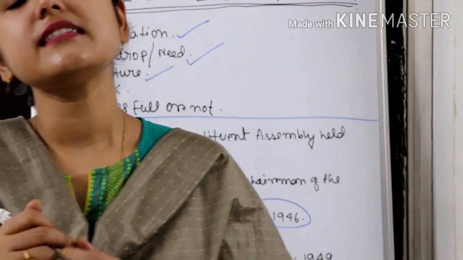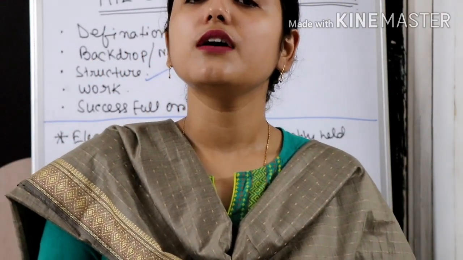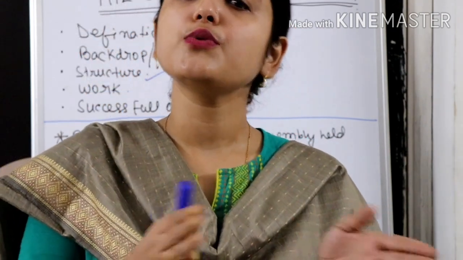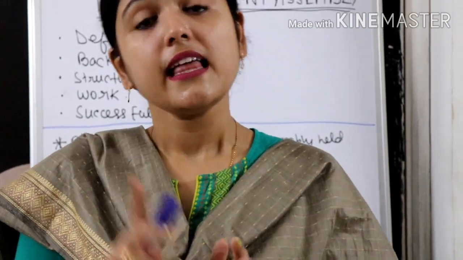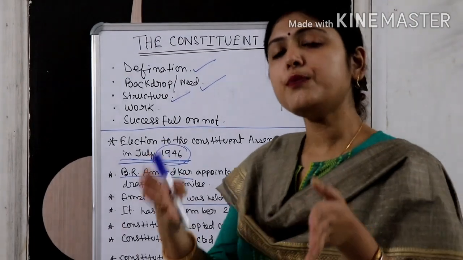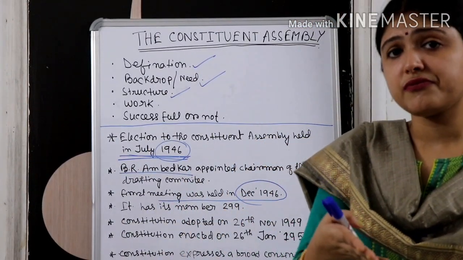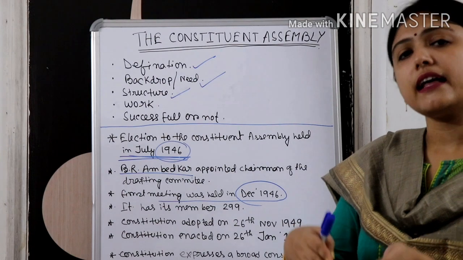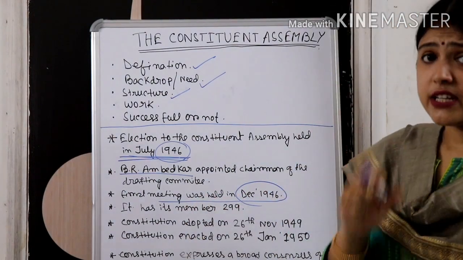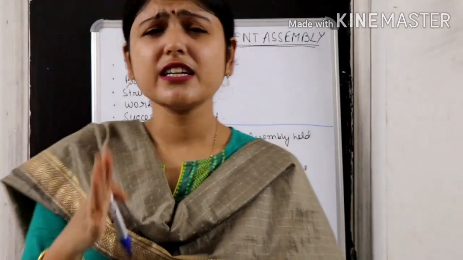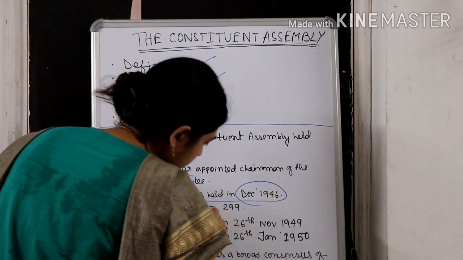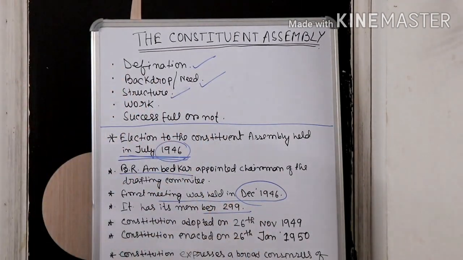At that time, it was decided that India will get its independence, but after the division, India will divide into two countries, India and Pakistan. At that time, the Constituent Assembly was also divided into two parts. One group was going to draft the constitution for India, and another group would be drafting for Pakistan. Clear?